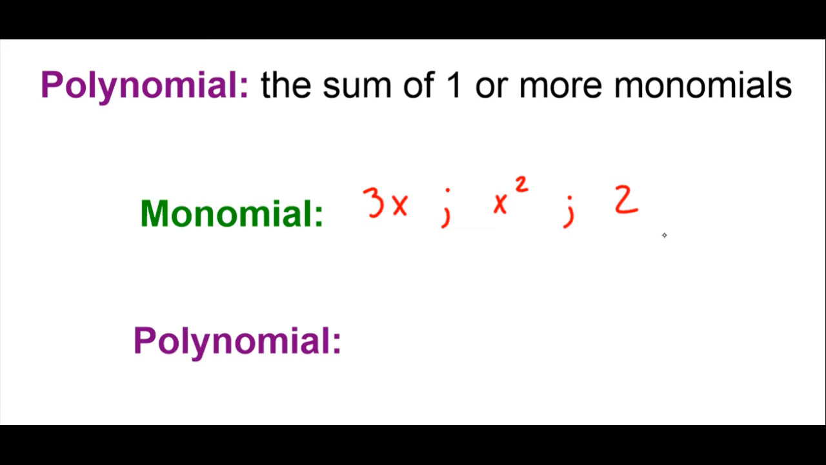Now, a polynomial is a sum of those, meaning I add them all together. So a polynomial would be something like 3x plus x squared plus 2. So this is an example of a polynomial. I took all of the different parts and I added them together. Just like the word poly means many and mono means one.